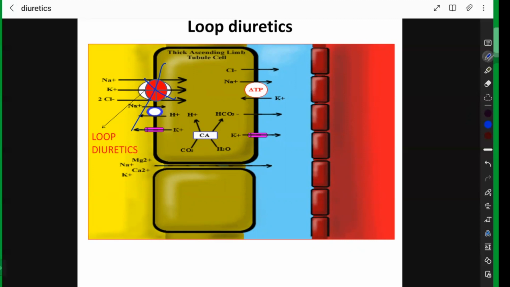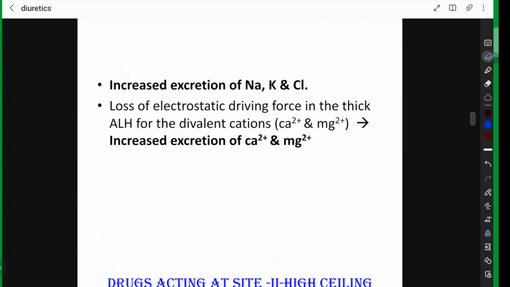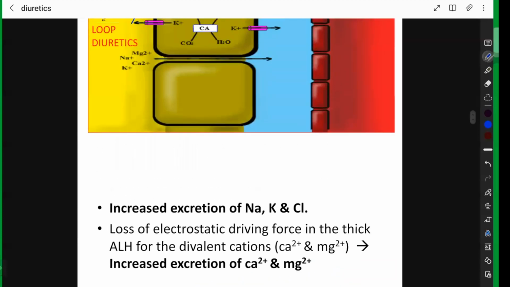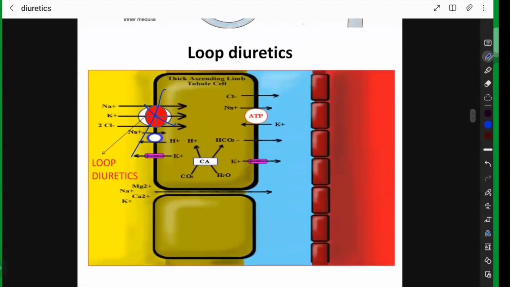What is it going to cause? I'll tell you. So whenever there is loop diuretic, for example your furosemide, whenever furosemide acts, this is going to cause an increase in the sodium excretion. But what happens? This sodium is going to get exchanged for potassium in the opposite side. So what happens? Sodium goes out a lot and potassium comes inside the cell.